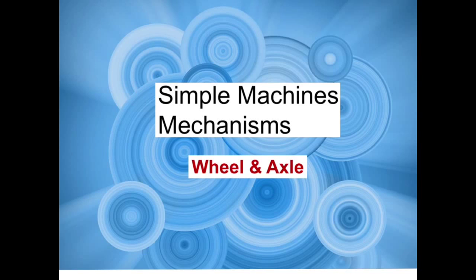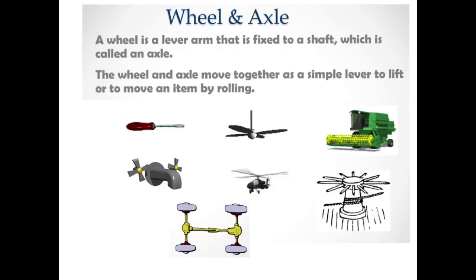In this video, I'm going to go over simple machine, wheel and axle. In the wheel and axle simple machine, the wheel is just considered a lever arm that is fixed to a shaft, and that shaft is called the axle. Then, the wheel and axle move together as a simple lever to lift or to move an item by rolling. And here are a few good examples of the wheel and axle.